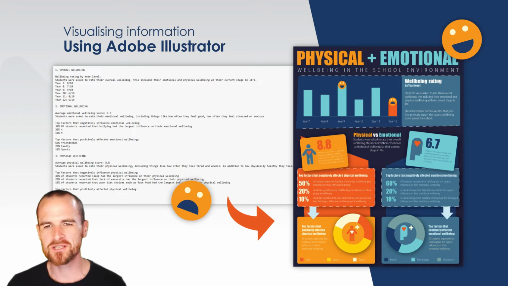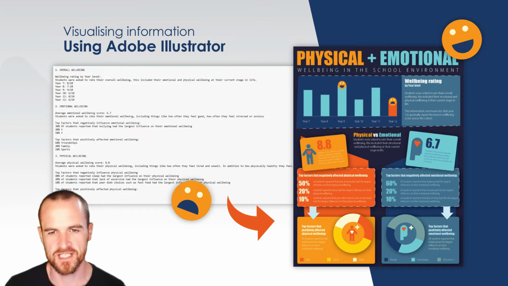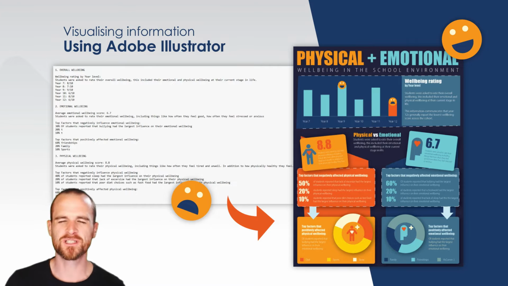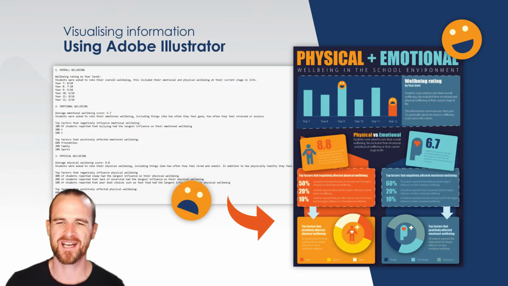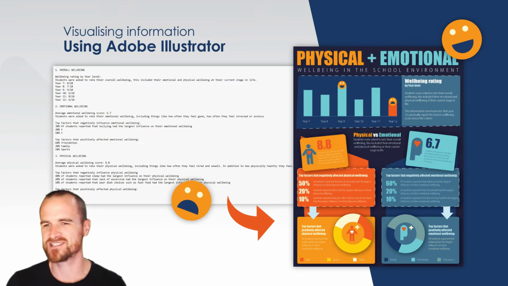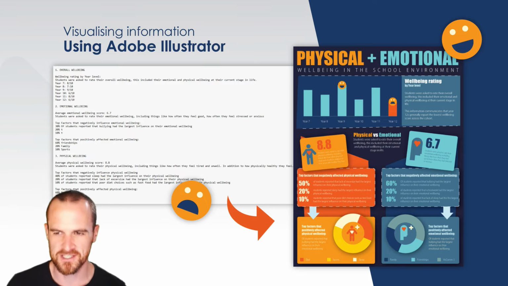Okay, so today we're going to be doing a tutorial on how to visualize information using Adobe Illustrator. This is commonly referred to as an infographic. Infographics are a very powerful tool in communicating information because they combine text and image-based content to make information being presented much clearer and easier to comprehend quickly.